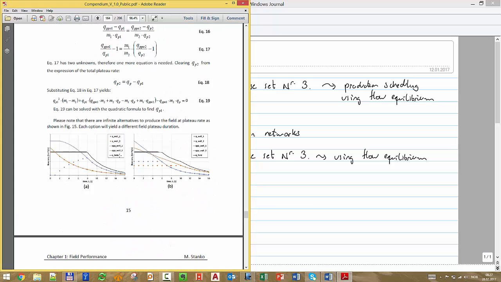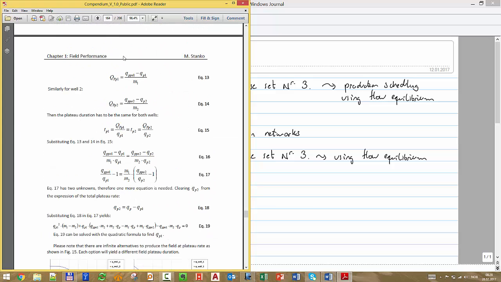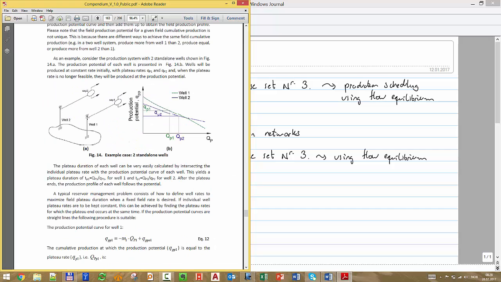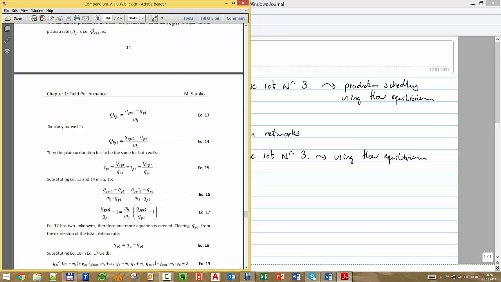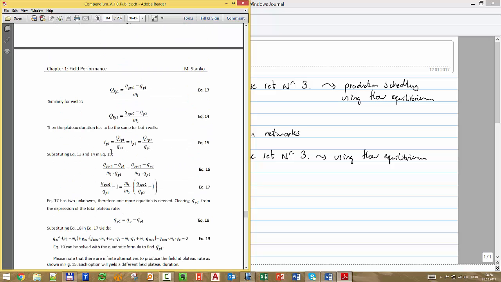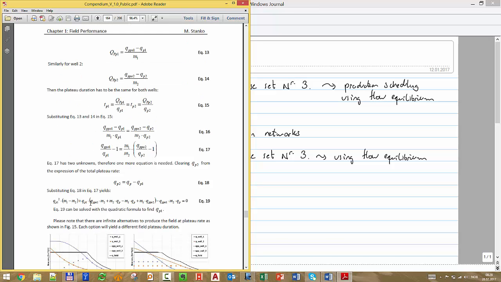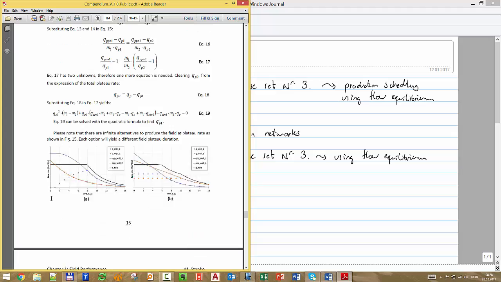Some more comments about potential. Here is the analytical solution I told you about last class. If you remember, if you have 2 wells that each have their own production potential curve, you try to make the plateau the same for both of them, and then you get a second order polynomial that you solve using the quadratic expression.